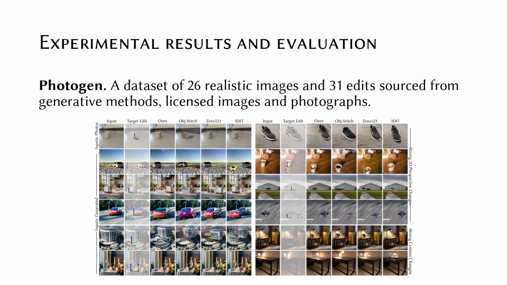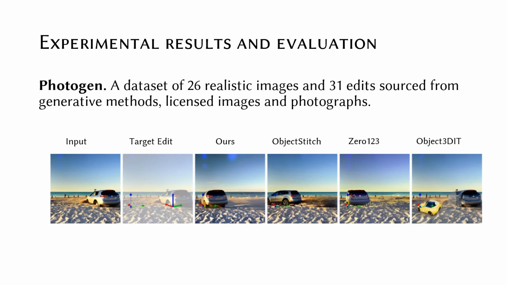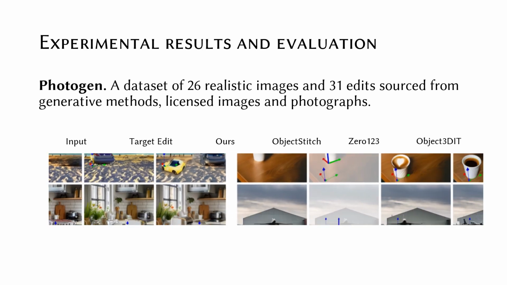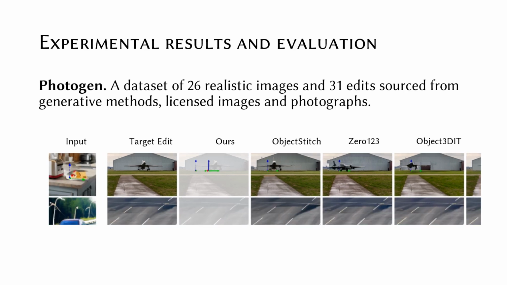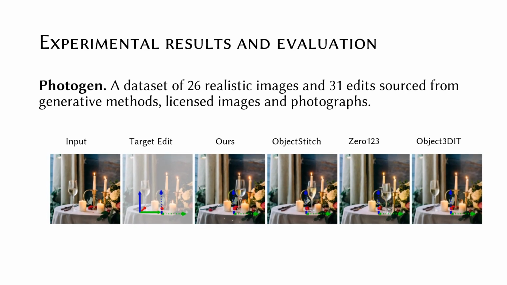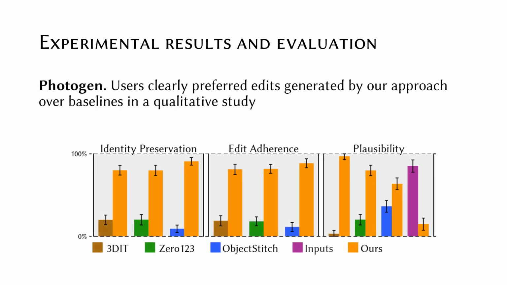Photogen is a curated dataset of realistic images and edits where a method was qualitatively superior in terms of adhering to the edit, preserving the identity of the object, and plausibly integrating the transformed object into the scene. Users from a study clearly prefer our edits over baselines for images in Photogen on all three of these axes.